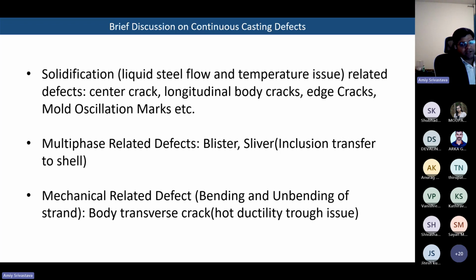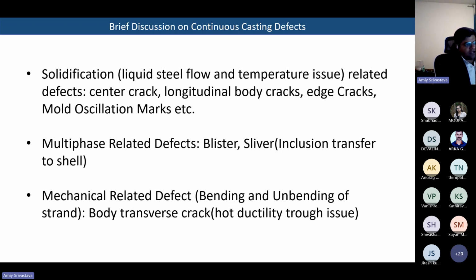The second problem can be multi-phase related defects, because we not only have liquid steel, but also inclusions, and some people also inject argon gas into the mold. Because of that, we have different phases: we have gases and liquid steel. That's why we call it a multi-phase related defect. The defects originating from these multi-phase flows are sometimes called blisters and slivers. A sliver is basically inclusions transferred to the shell of the continuous casting strand by means of bubble transportation. We will talk more about it if we get a chance.